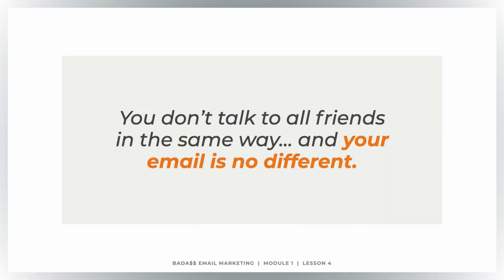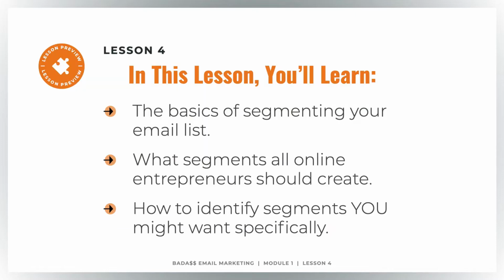Now, from the perspective of friends, you don't talk to all your friends in the same way, and your email is no different. You're going to need to calibrate email based upon the particular characteristics of people on your list. And so that's what segmenting is all about. And here in Lesson 4, you'll learn the basics of segmenting your email list.